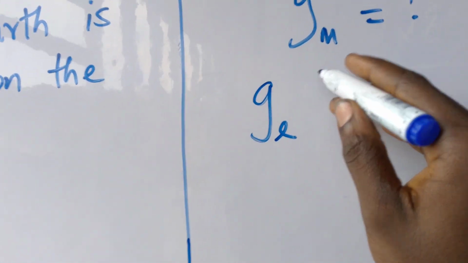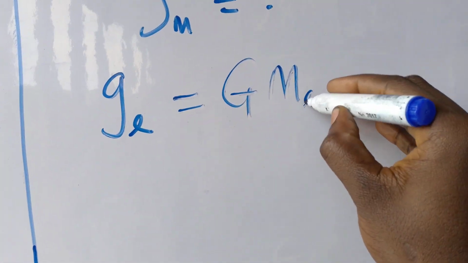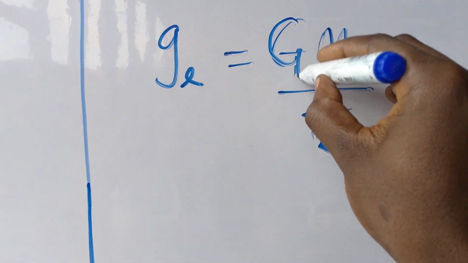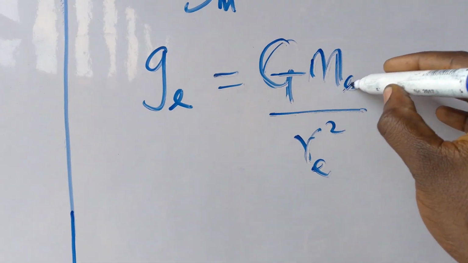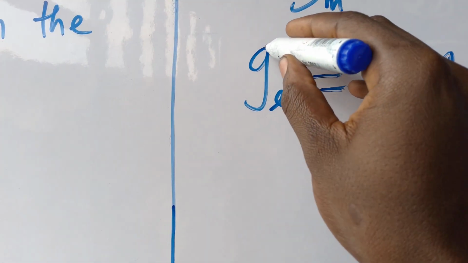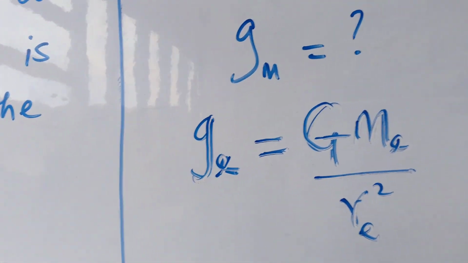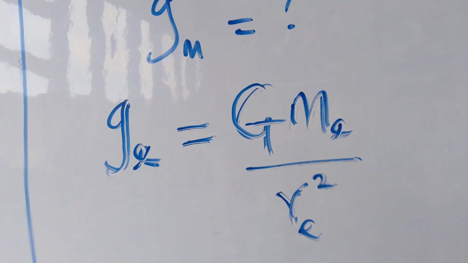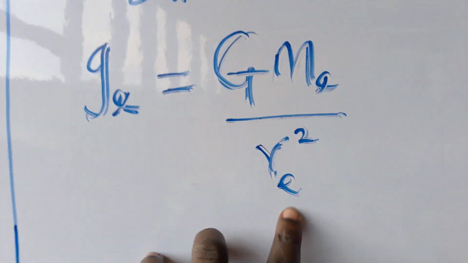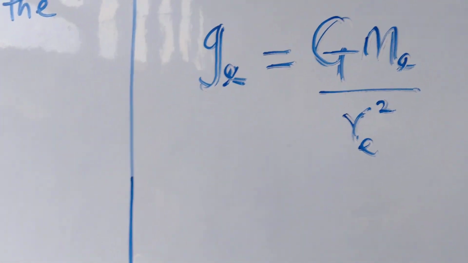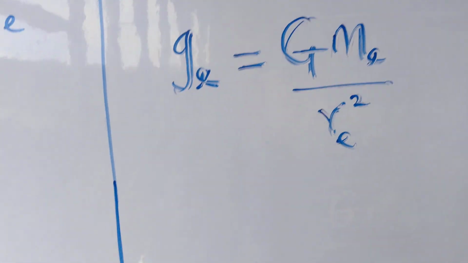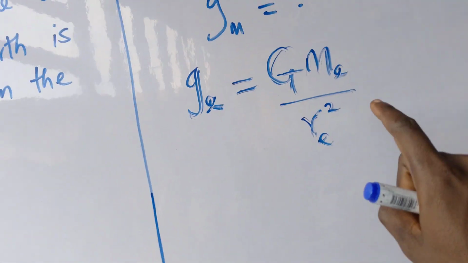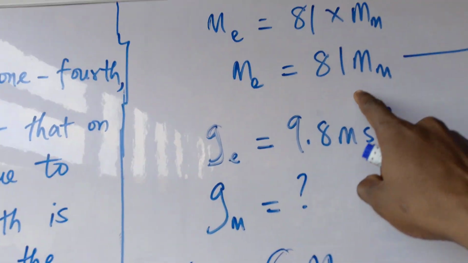Remember that Ge is G capital Me over Re square. That is the formula for the gravitational field intensity, or my acceleration due to gravity. Now, acceleration due to gravity on the Earth's surface is the gravitational constant times the mass of the Earth divided by the radius of the Earth raised to the power of 2. So if I substitute the values here, in place of Ge, I write 9.8. And then in place of Me, I will also write 81Mm.